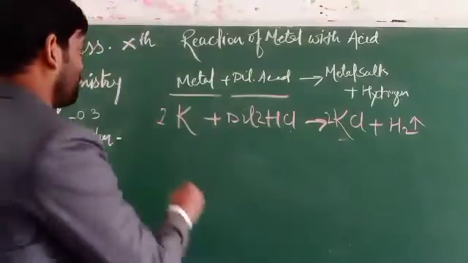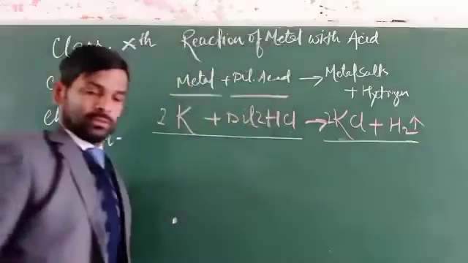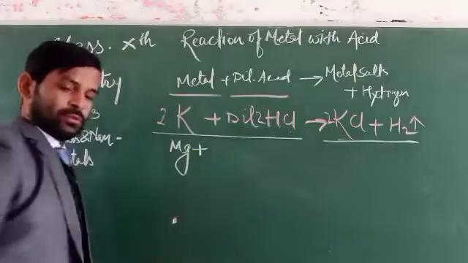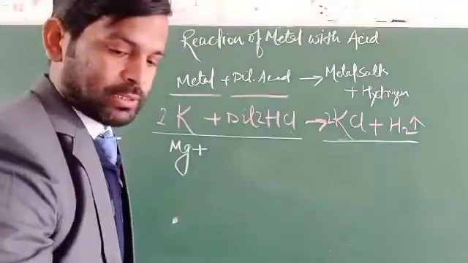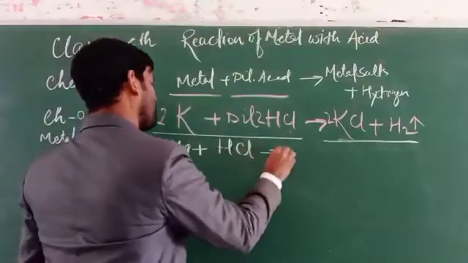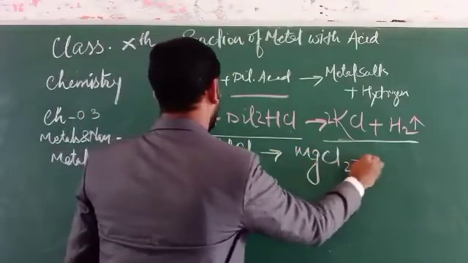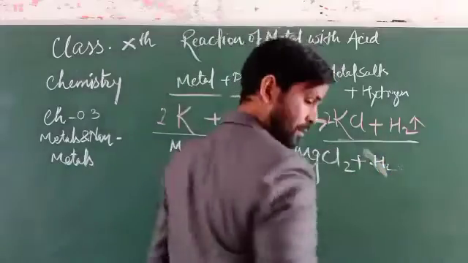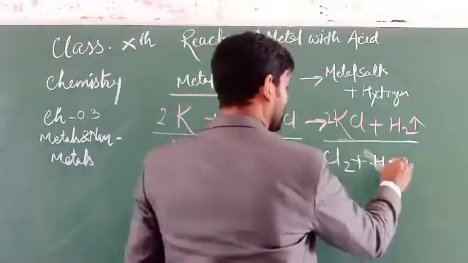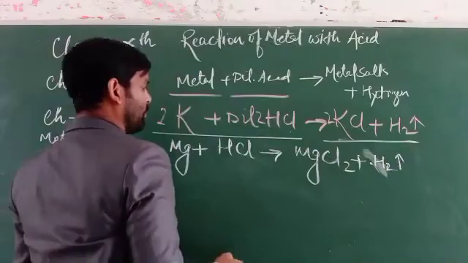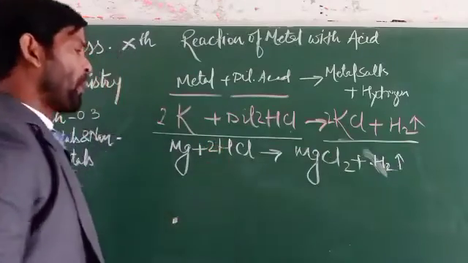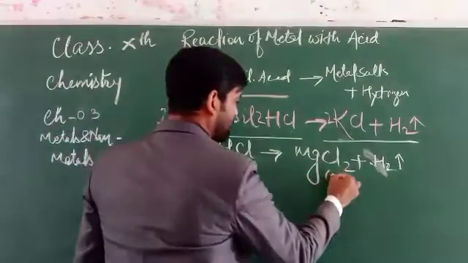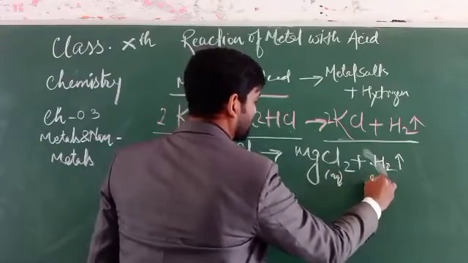In another case, there is magnesium. Magnesium, when reacted with hydrochloric acid, will form MgCl2 plus H2, that is hydrogen gas. So here we write 2HCl. We form magnesium chloride in aqueous medium, and hydrogen is a gas.